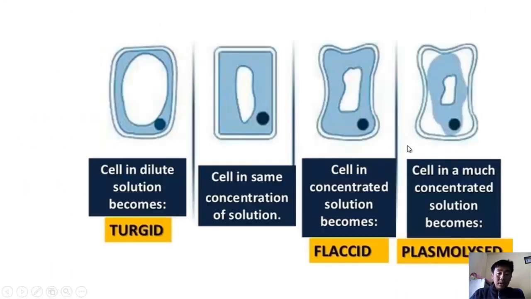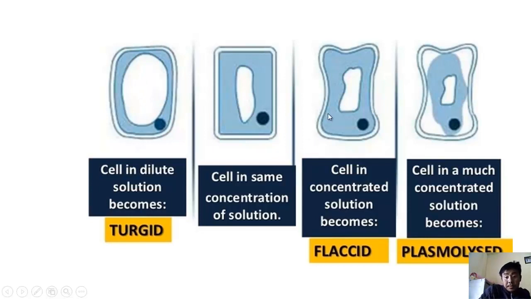Now, in order to understand tonicity, we need to understand the terms turgid, flaccid, and plasmolysed. Firstly, let's understand the term turgid. Turgid happens in hypotonic solution. The amount of water in the solution is more compared to the amount of water in the cell, so the water will get inside the cell, whereby the cell will become bigger. The cell will get enlarged. This is called turgid. So we say the cell has become turgid, and the condition is called turgidity.